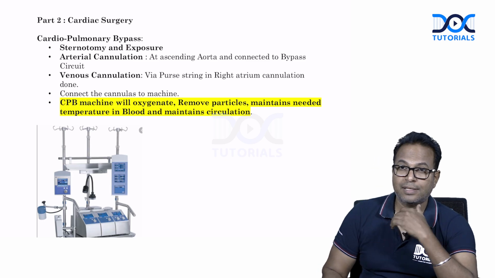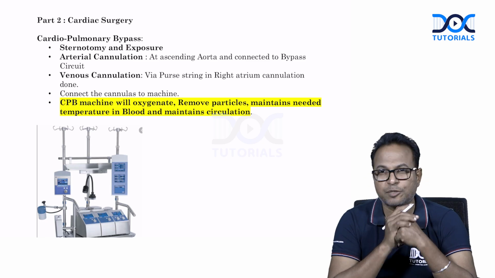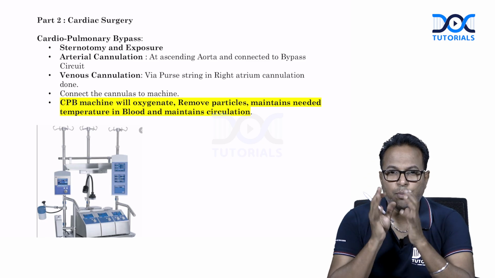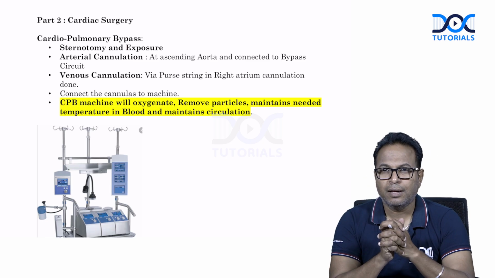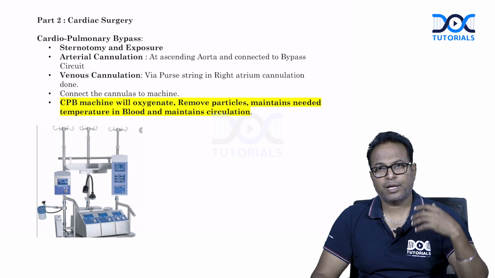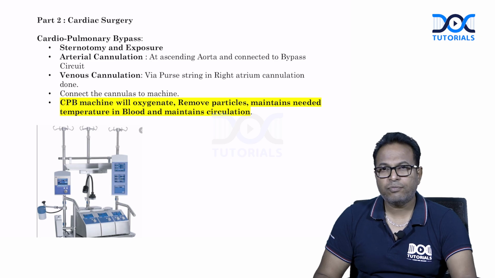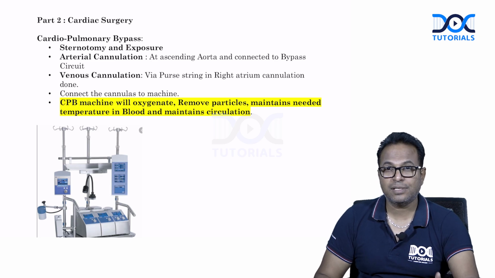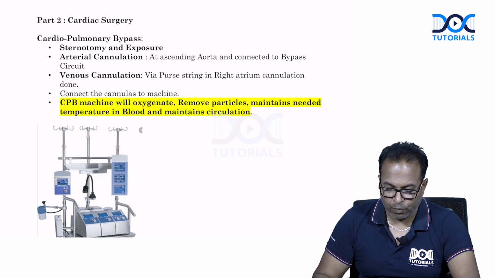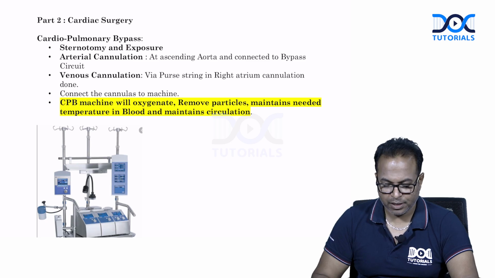Most of you might have less experience with cardiac surgeries, and CABG is one of the important topics in cardiac surgery, because the most commonly done surgery by cardiothoracic surgeons, especially cardiac surgeons, is CABG. For doing CABG, or any cardiac surgery, we need a machine called the cardiopulmonary bypass machine. So what is this machine?